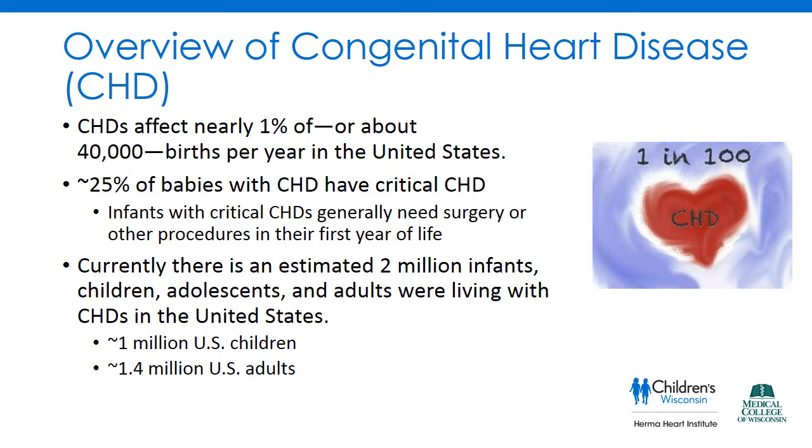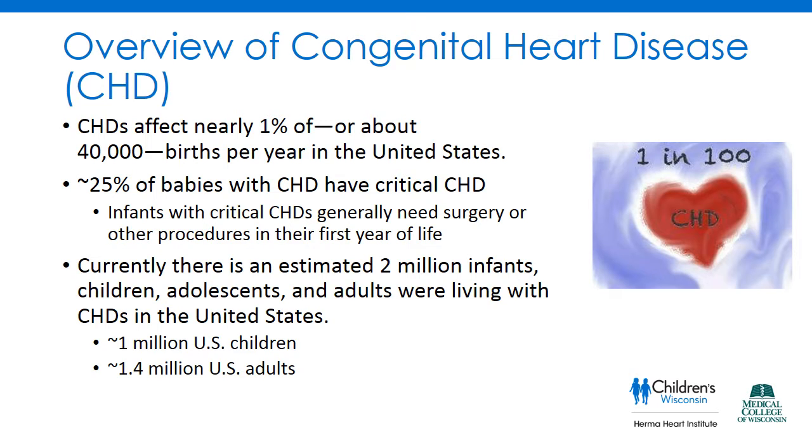An overview of congenital heart disease, otherwise known as CHD. One of the most important things for you to know is that it is rampant in our community, and it is the most common congenital defect there is. It affects about 1% of the population, or about 40,000 births per year in the United States.